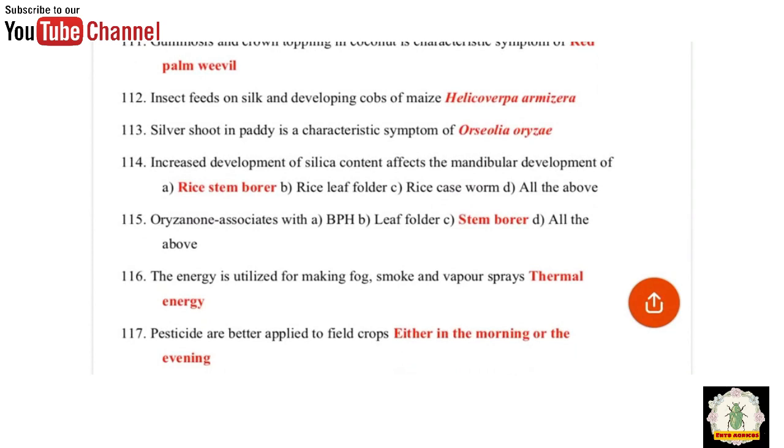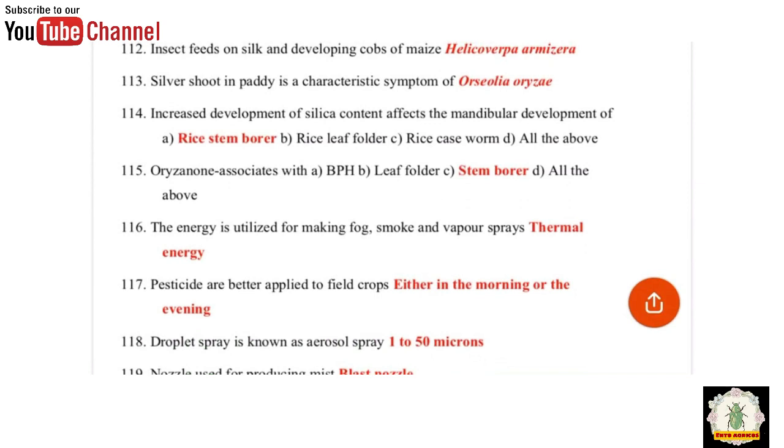Pesticides are better applied to field crops, either in the morning or in the evening. Because if we apply them during afternoon time or during the hot hours, it may endanger the foliage. That's why they are applied early in the morning or in the evening. And in the early morning or evening time, the activity of bees is also less, whereas during the afternoon time they are at the peak level.